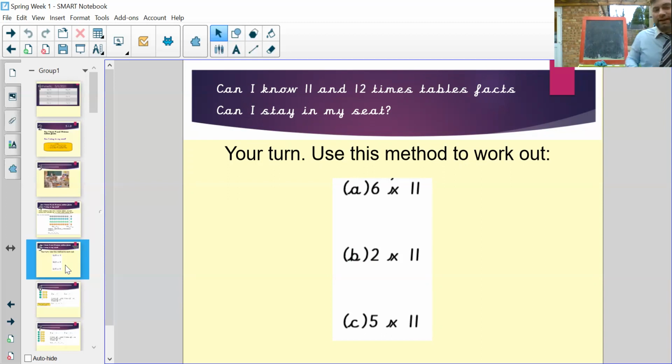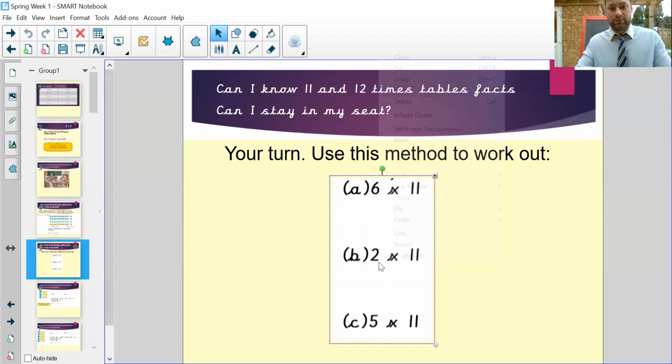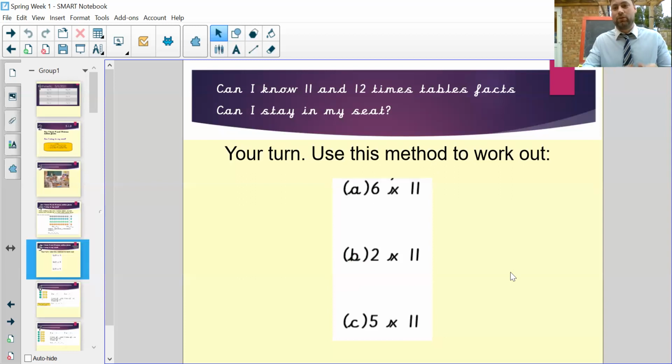So we have 6 times 11, we have 12 times 11, which I've just done. And then we've got 5 times 11 as well. So if you can pause the video now and work these out. Remember to use that method: times the number by 10 first, and then add on that number times 1. You can pause the video and get these questions done.